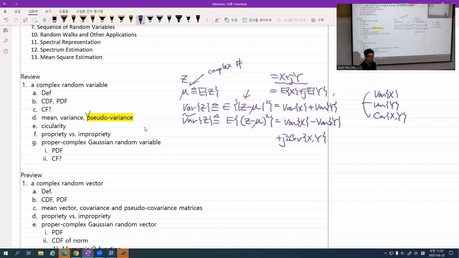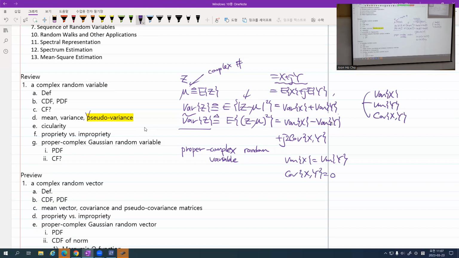However, in many cases, pseudovariance vanishes, which means that pseudovariance is 0. That is called propriety of a complex random variable. Then what happens? What was the definition? This being 0 means that the real part and the imaginary part have the same variance and covariance is 0, right?